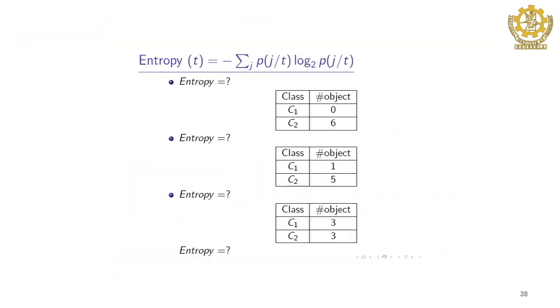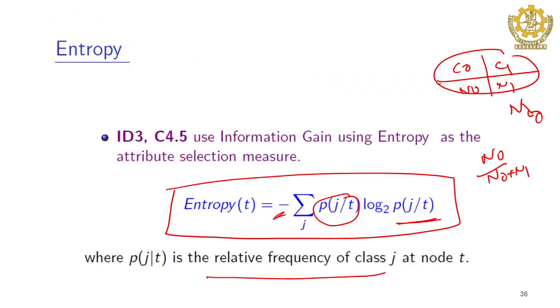Now, what is the maximum value and the minimum value here? What will be the maximum value of the entropy and what will be the minimum value? It is easy to say the minimum value. The minimum value is when all nodes belong to a single class. Then what will be the PJT? This will be 1. So, log 1 is 0. So, the entropy value will be 0. This is the minimum.